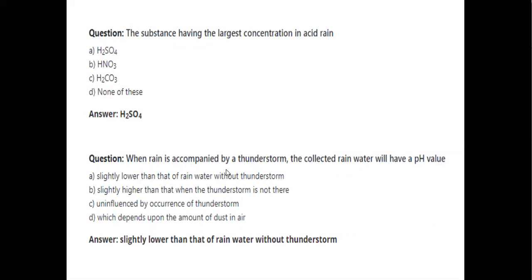When rain is accompanied by a thunderstorm, the collected rainwater will have a pH value slightly lower than that of rainwater without thunderstorm, slightly higher than that when the thunderstorm is not there, uninfluenced by occurrence of thunderstorm, or which depends upon the amount of dust in air. Here your answer is slightly lower than the rainwater without thunderstorm. It is the right answer. Option A is the right answer.